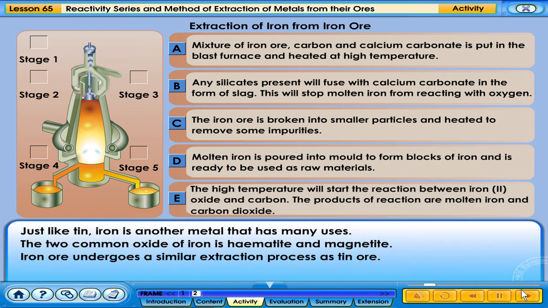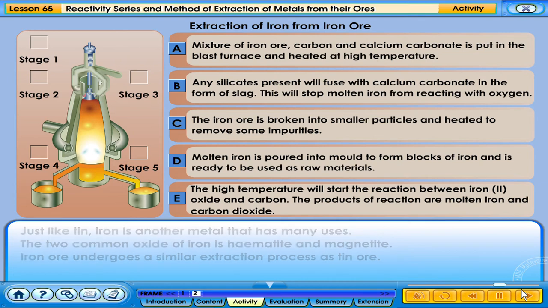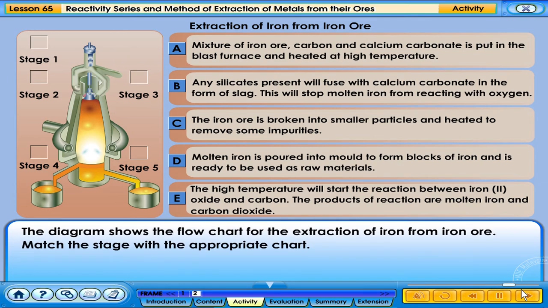Just like tin, iron is another metal that has many uses. The two common oxides of iron are hematite and magnetite. Iron ore undergoes a similar extraction process as tin ore. The diagram shows the flow chart for the extraction of iron from iron ore. Match the stage with the appropriate chart.